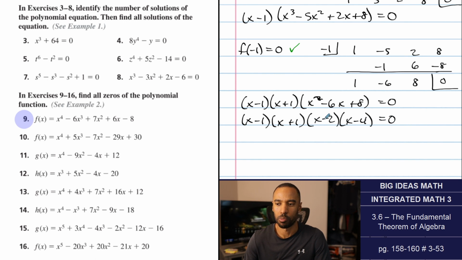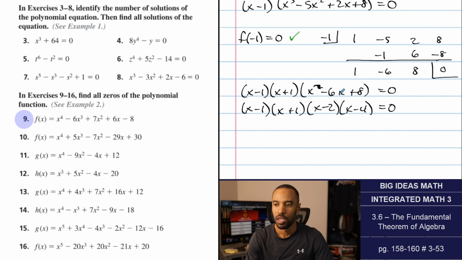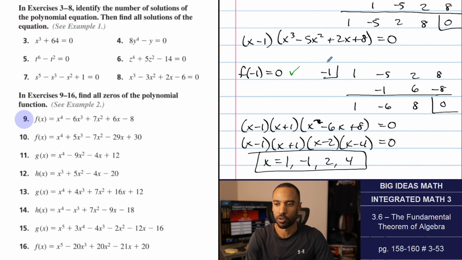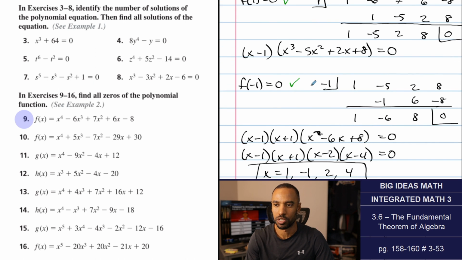Which means those were also possible. I could have plugged in 2 or 4 and done rational root theorem with those as well. So our final solutions are x equals 1, negative 1, 2, and 4. This was originally a quartic. I expected 4 solutions. We got 4 solutions. That's number 9.